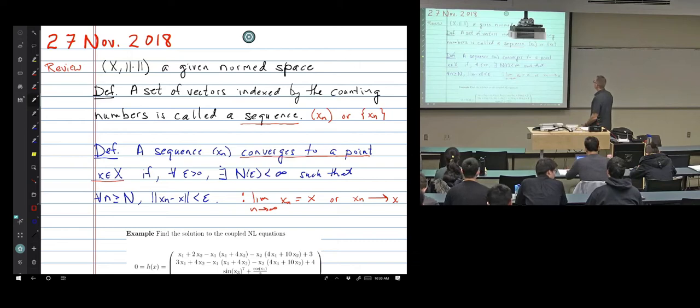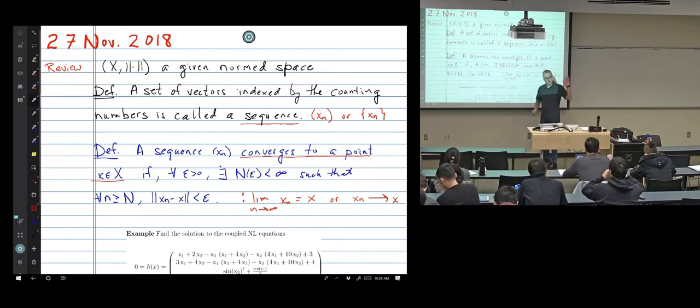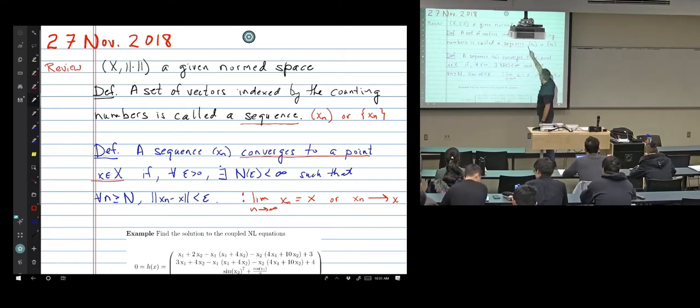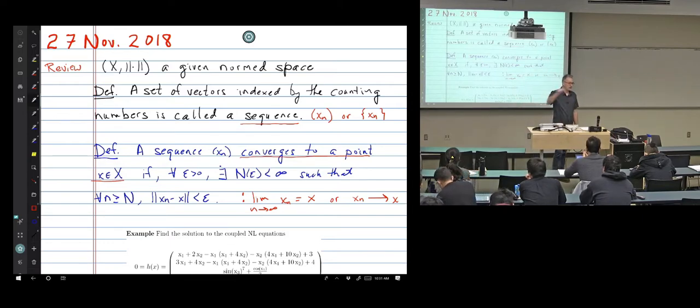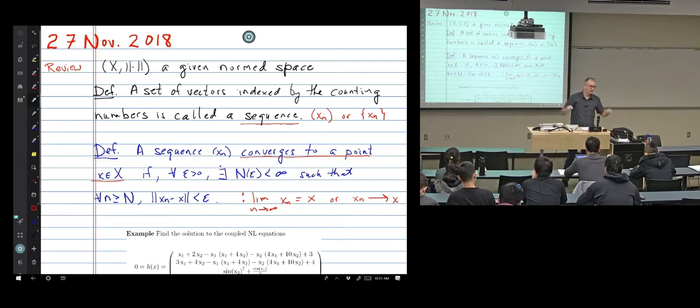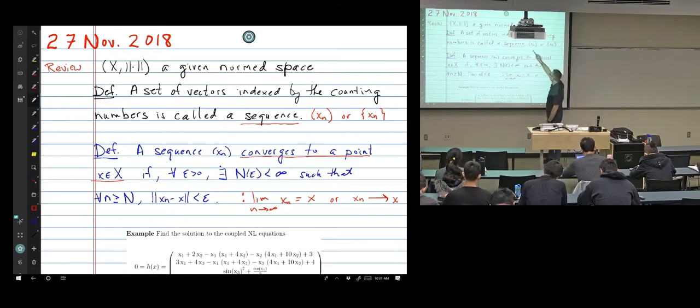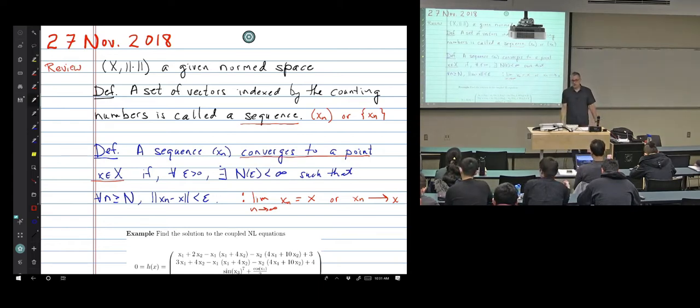So a sequence will be any set of vectors indexed by the counting numbers, yet it's still perfectly fine if you start out at -100 and go forward. You just can't go backwards and forward. That's the only thing. It can't be infinity in both directions, okay? So you need one direction going forward, and then you have a sequence. Typically, we put the curved brackets around it, sometimes we use the curly brackets, the braces.